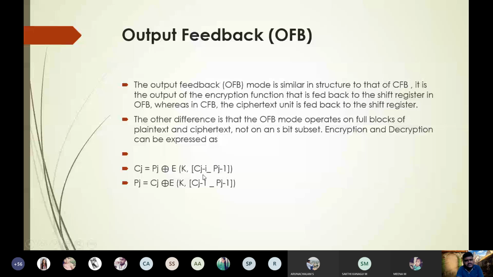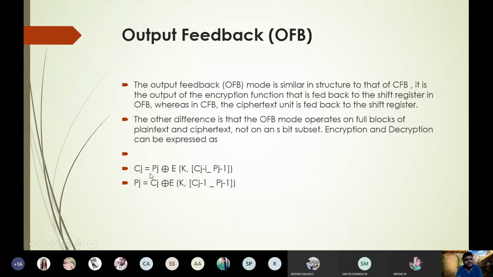So C(j-1), P(j-1): that is the ciphertext which was obtained after encryption of P(j-1), the previous data. That encrypted data will be encrypted again by using the key value. So at last I get some encrypted message. Along with this encrypted message, I can do an XOR function with my current plain text. I think you got it. If any doubt, you just ask me now.